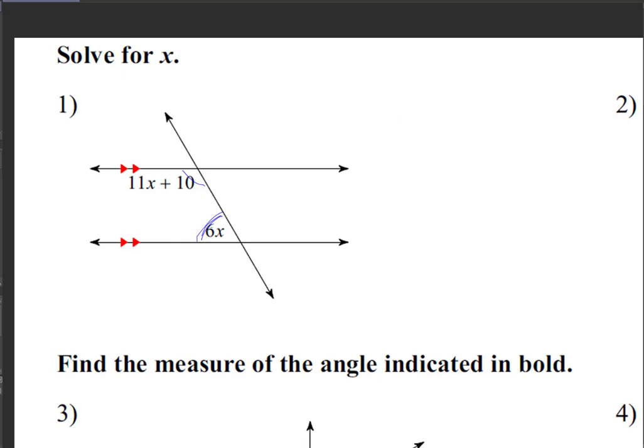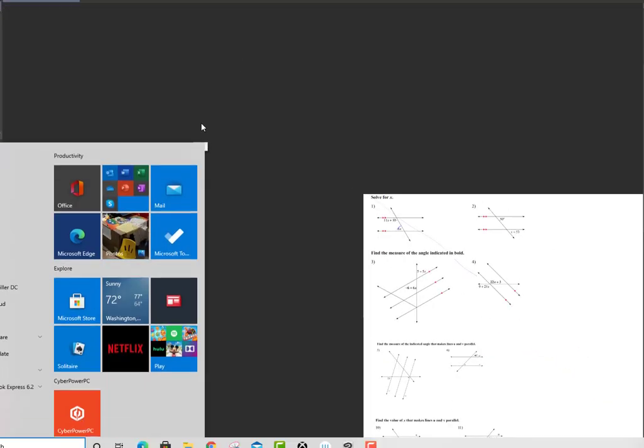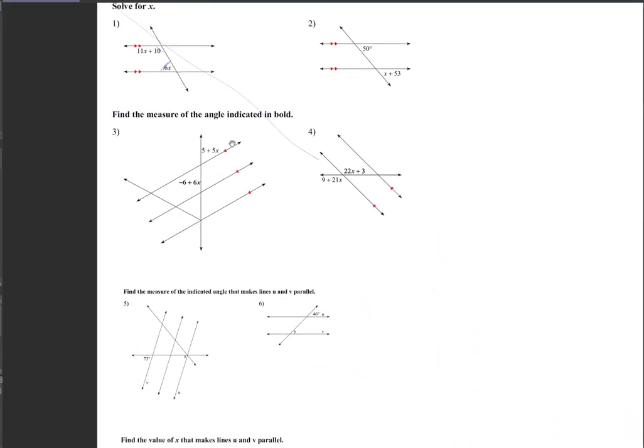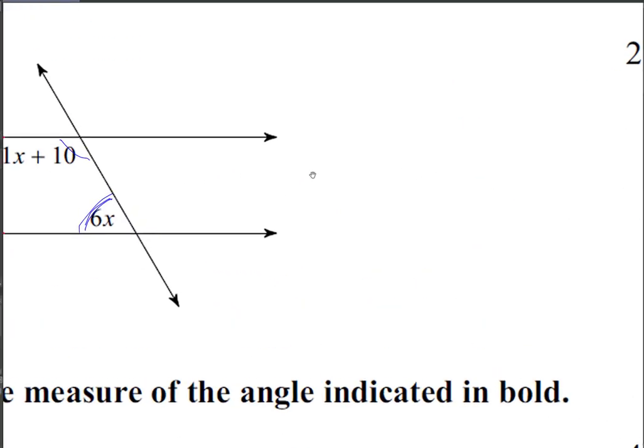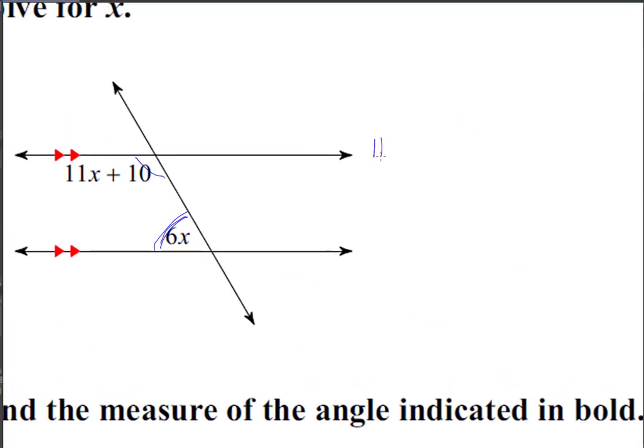Since these two lines are parallel, and these two angles here are same side interior angles, we know that same side interior angles are what? Supplementary, right? So we can go over to here, and we can set these equal to something. 11x plus 10. To be supplementary means that when I add these two together, that should be a plus sign. It's connecting them. So when I add these two together, I should get 180, right? Because they're supplementary. So now it's just a matter to solve for x.